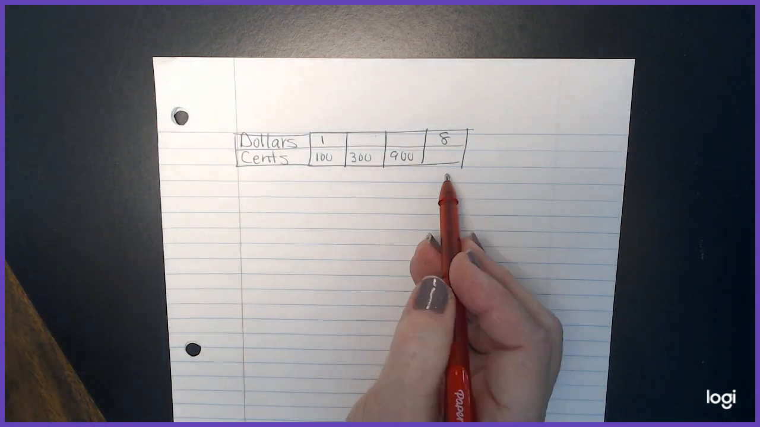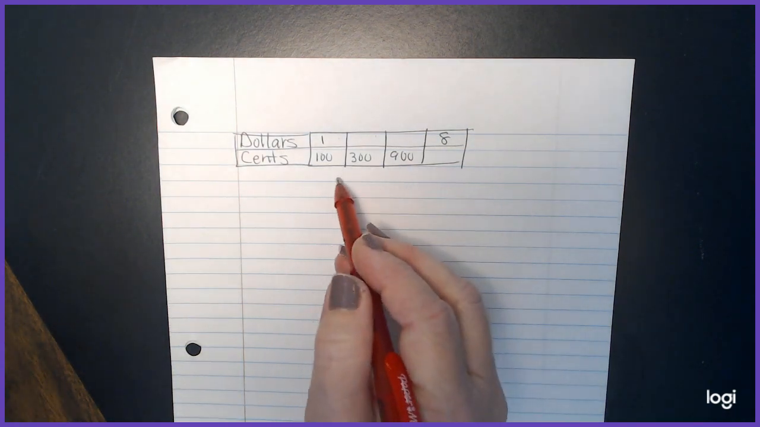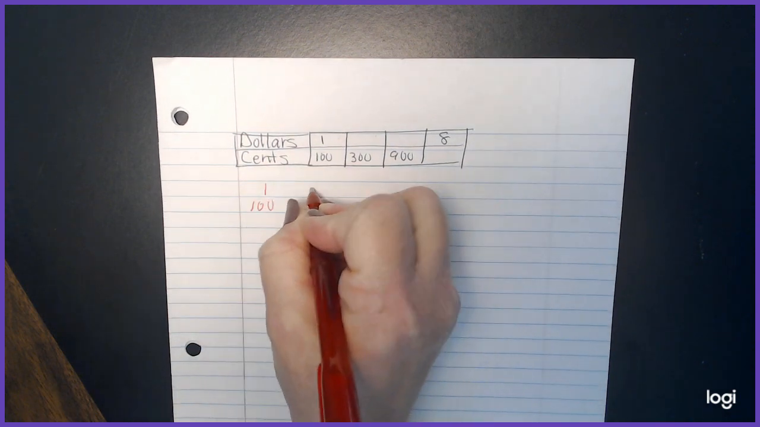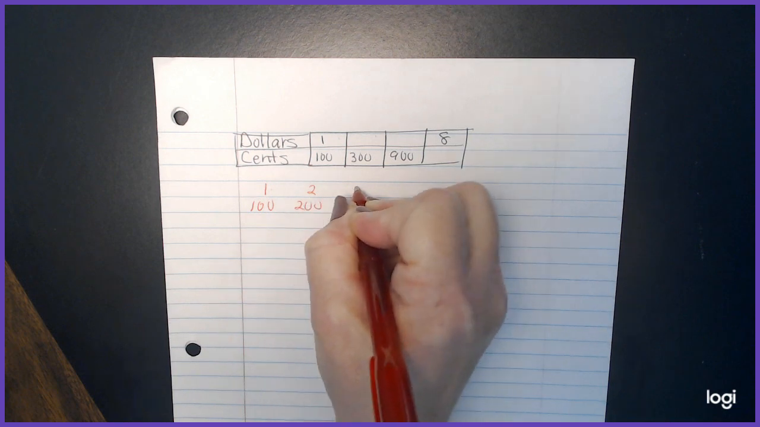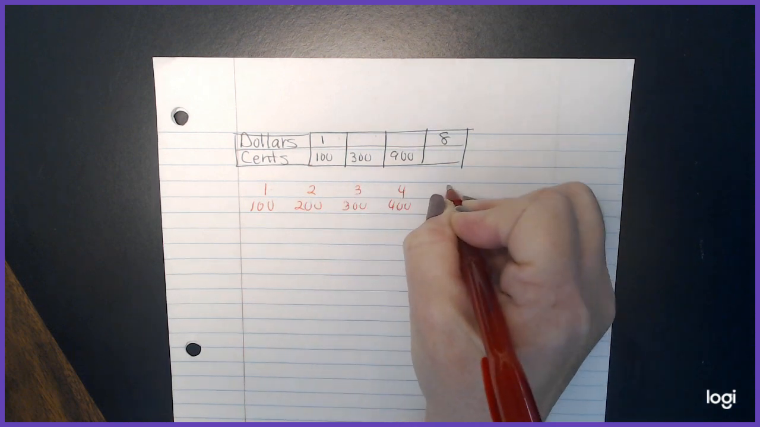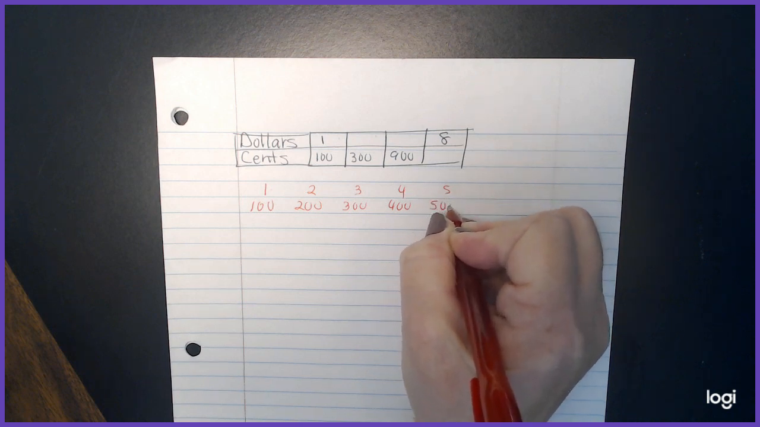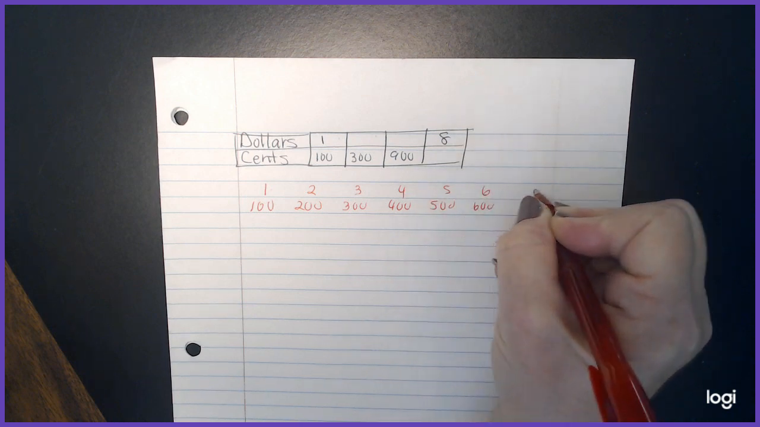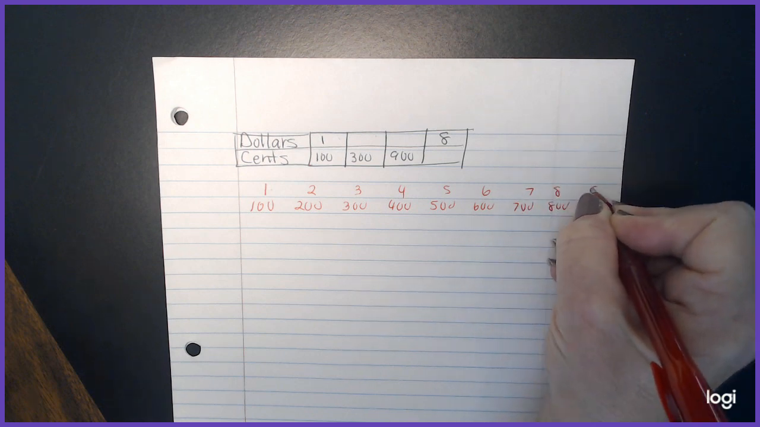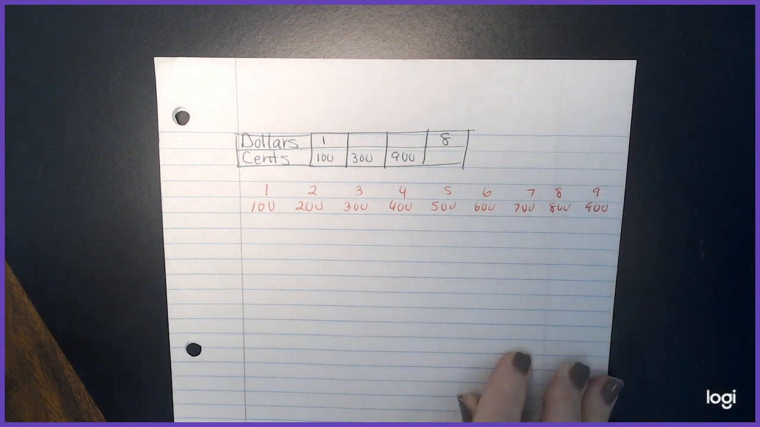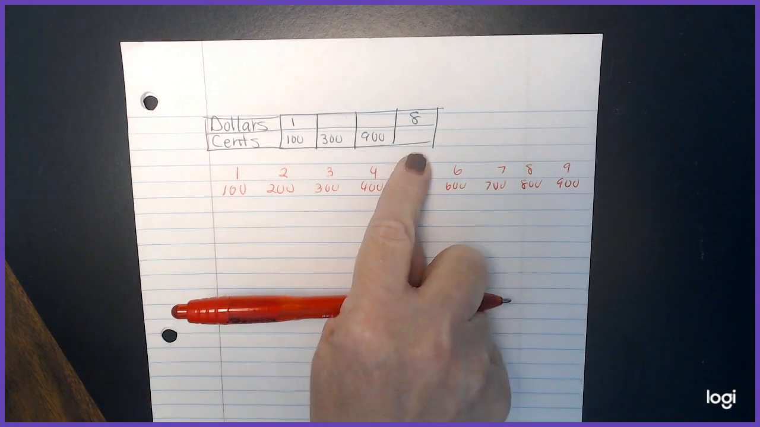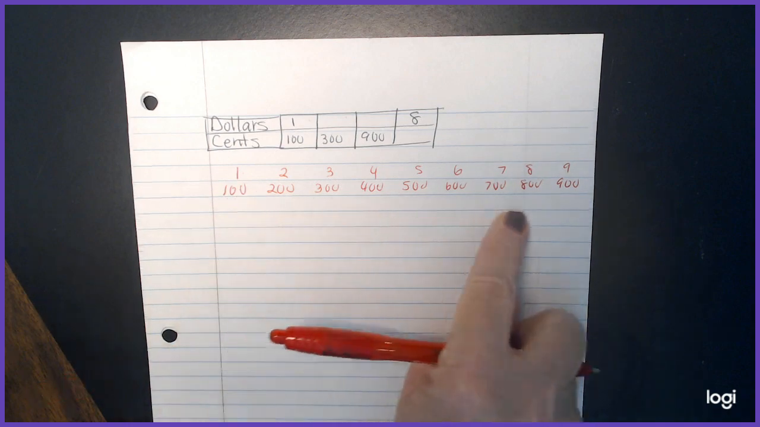All right, now there's a couple ways that you could do this. You could actually continue counting like this, 1 to 100, 2 to 200, 3 to 300, 4 to 400, 5 to 500, 6 to 600, 7 to 700, 8 to 800, and 9 to 900. So you could actually continue making the ratio table in order. If you notice, I did not. This way you can find all the information that you need.